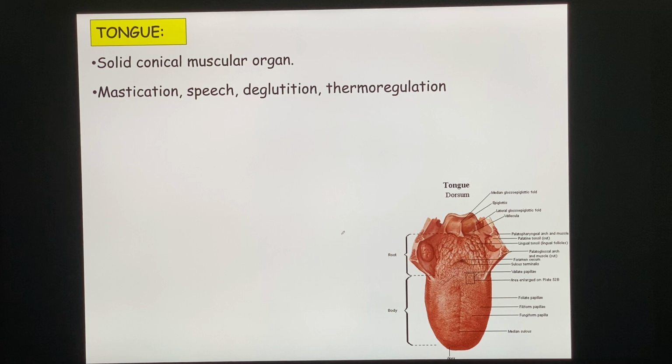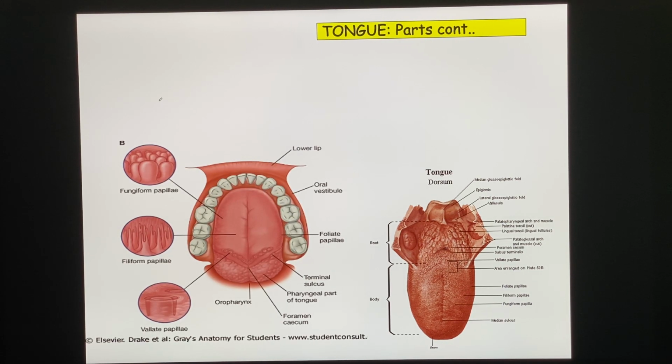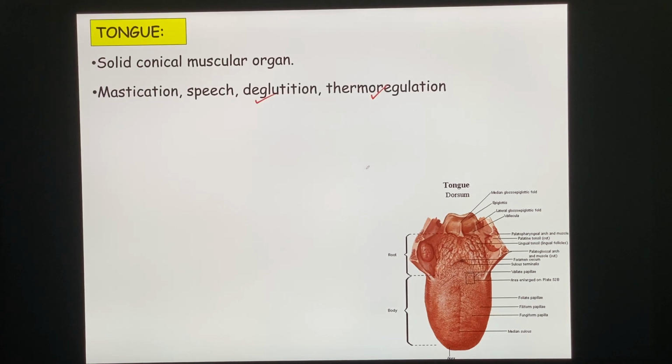Tongue, I mentioned that it is a solid, conical muscular organ. It has various functions: it helps in deglutition, thermoregulation, mastication, as well as speech. And I explained the parts of it very well to you. Now, if I draw the tongue, a sagittal section, this is how it looks. This is the tip of the tongue, and this whole part is the dorsum of the tongue.